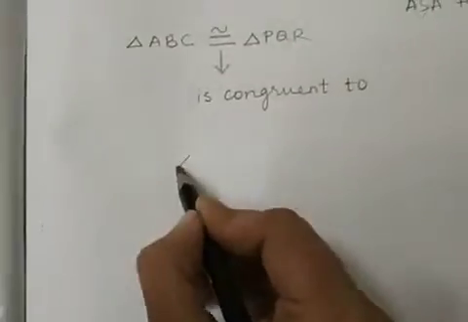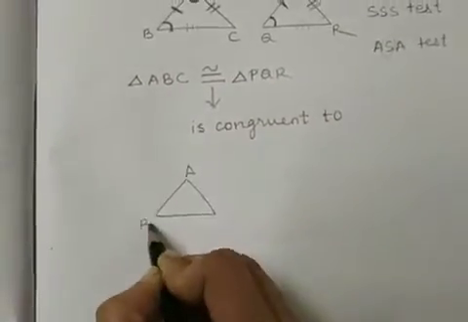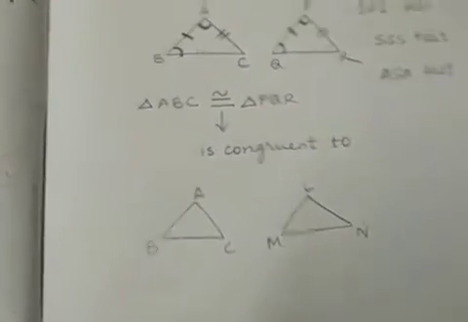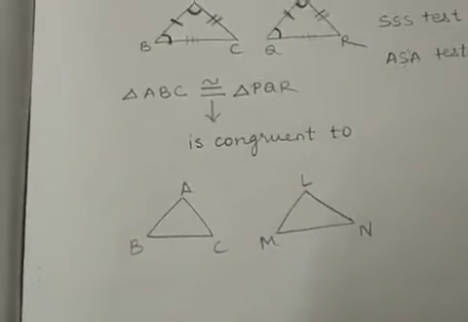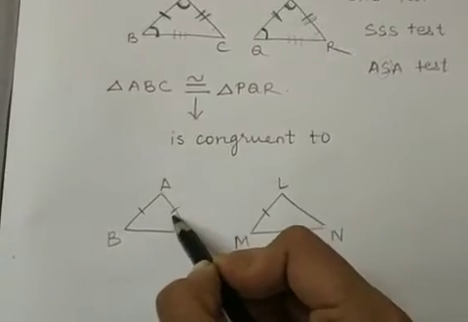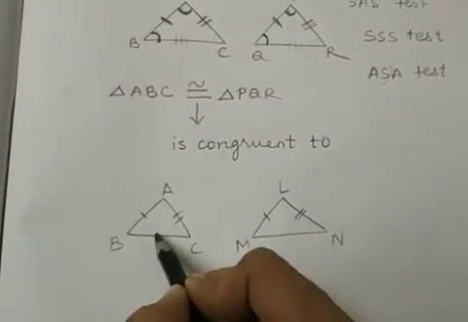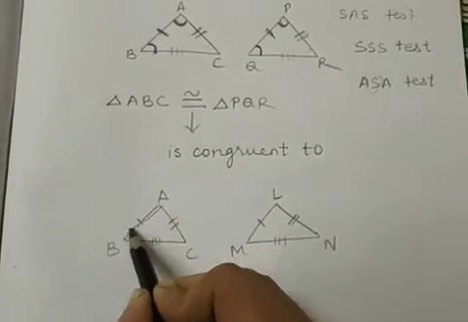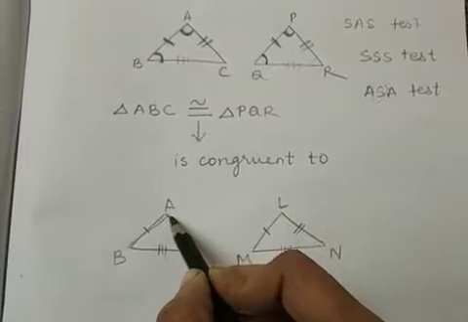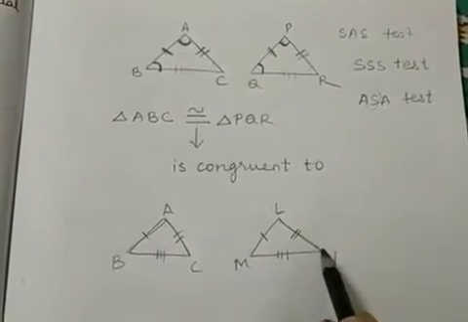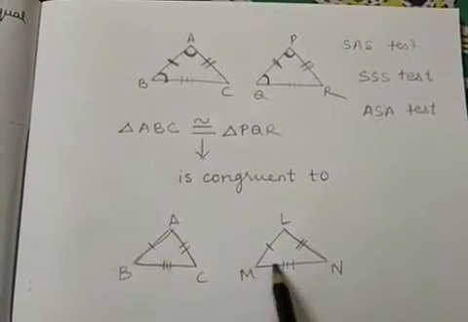Okay, so in general if I show you, you have taken two triangles, say LMN, and you have said that these two triangles are congruent. If these two triangles are congruent, this side should be equal to this side, this side should be equal to this side, because the side corresponding to AB is LM, the side corresponding to AC is LN, and the side corresponding to BC is MN.